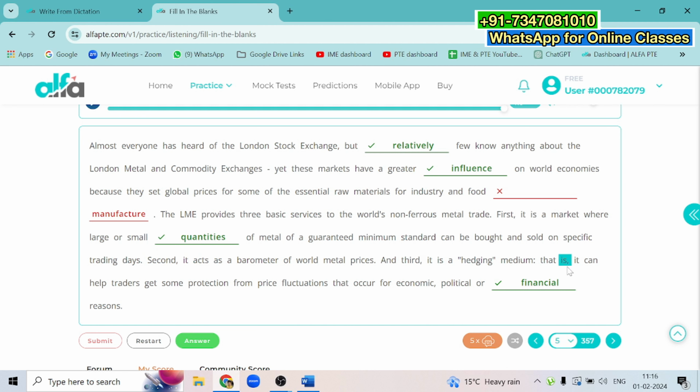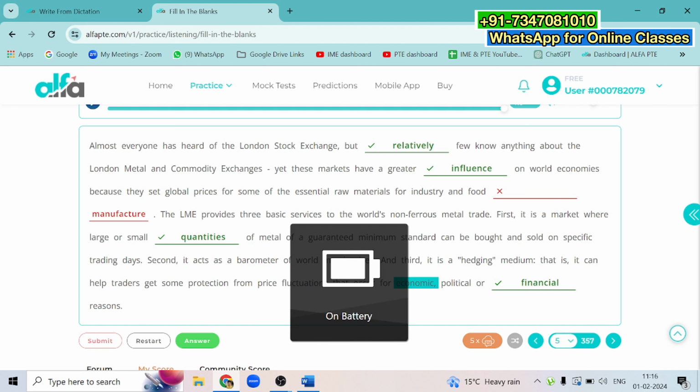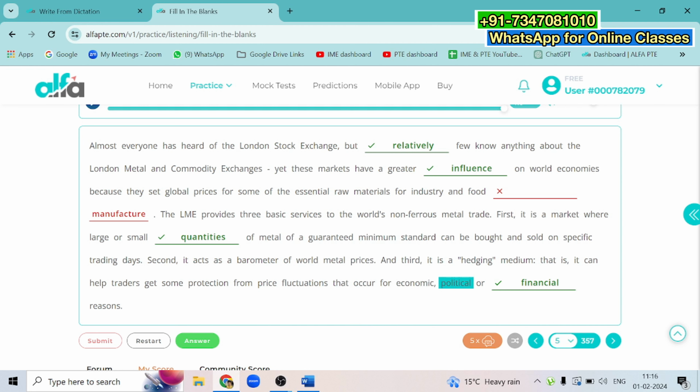And third, it is a hedging medium, that is, it can help traders get some protection from price fluctuations that occur for economic, political. Now we know they have already used two adjectives, economic, political. Now what will come? Or financial reasons. Okay. So some adjective is going to come here. Now, this is the way you are going to do listening fill in the blanks as well.